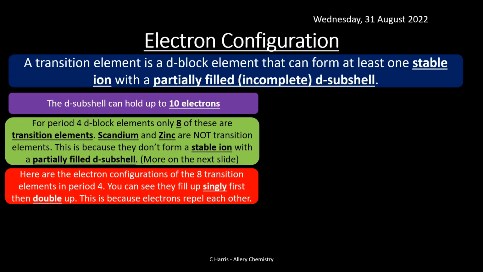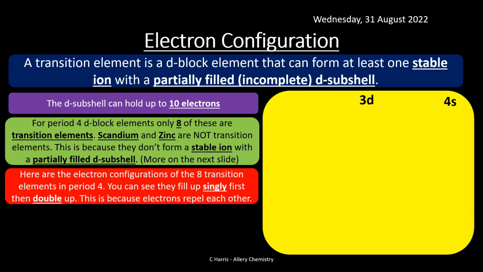So let's have a look at the electron configurations of the 8 transition elements in period 4. What you'll see here, and you would have seen this in year 1, is that we fill up these orbitals singly first, and then we double up after that. Remember, these electrons don't want to be sitting in the same orbital as each other. They want to be as far apart as they can be, and they will only doubly occupy if they have to, if there is no other option for them. So let's have a look. All of these have the electron configuration of argon. That's what that means: they're all [Ar] with a square bracket.